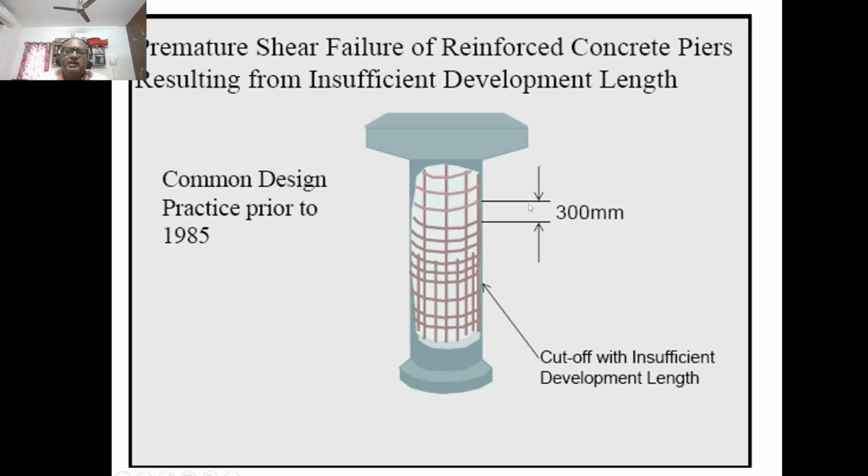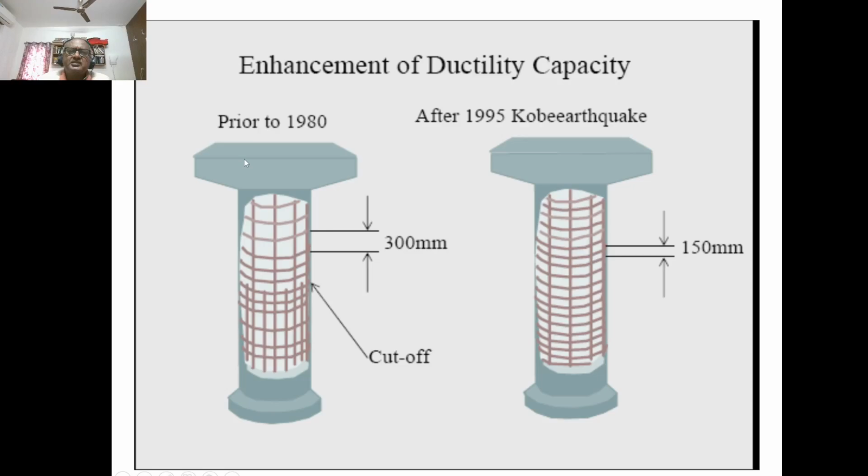Because in a frame we have D by 4, but here this big pier will be 1 meter and above. So there will be D by 4; if you put that, it will be 300 or 400, 500 like that. Anyhow, they wanted to restrict, so they said 300 is the spacing. But after seeing the many failures that I have shown in the previous slide, they have changed this to 150. This is the enhancement of ductility capacity. So even the Japanese did it like this prior to 1980.